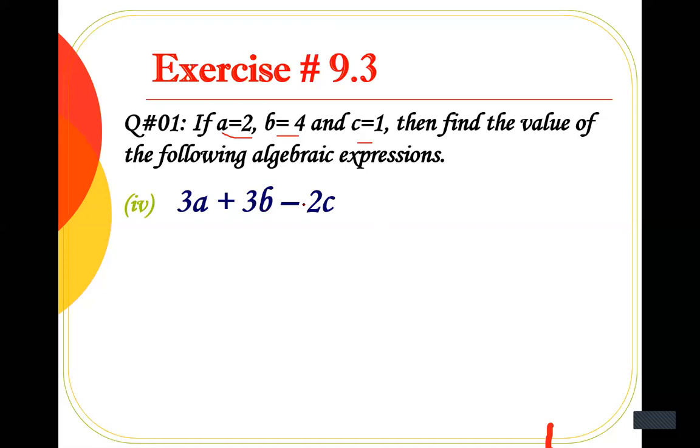3a plus 3b minus 2c. Simple, same equation. Replace a with 2, b with 4, and c with 1, but inside the bracket. So you will write it down in this way.